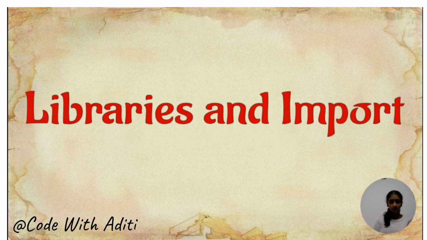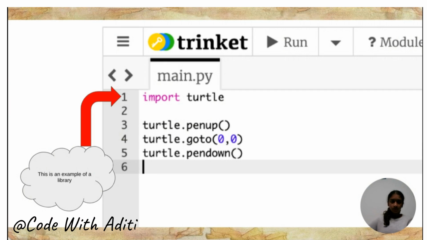Libraries and import. So this is how to import a library. You just write import, it changes color, and then the library you want to import. And then this is some code we used using this library. Libraries allow us to access a lot more data.